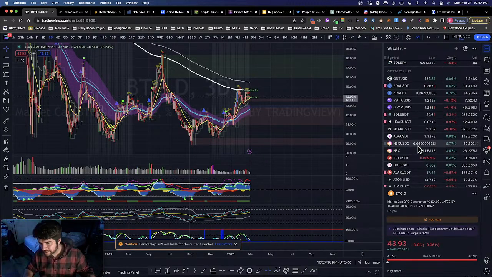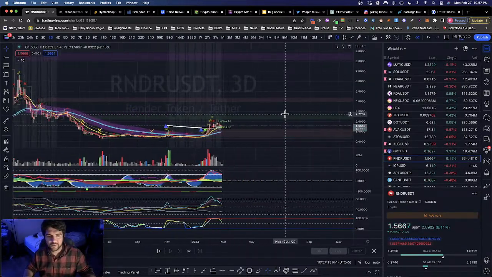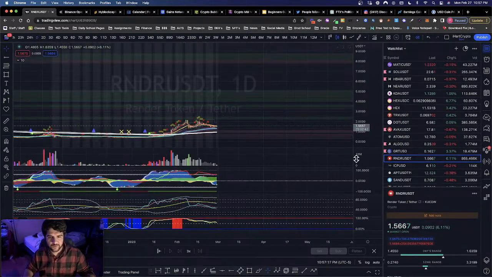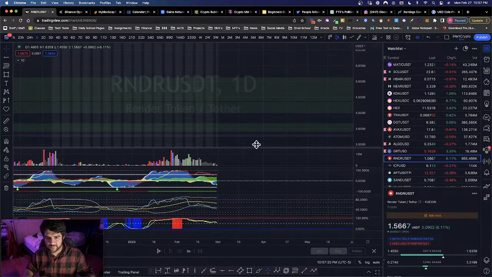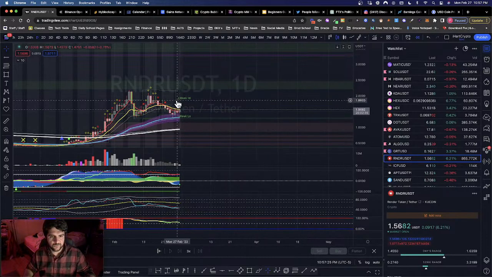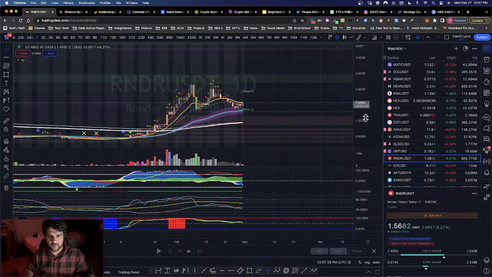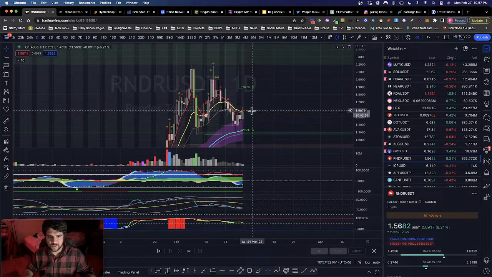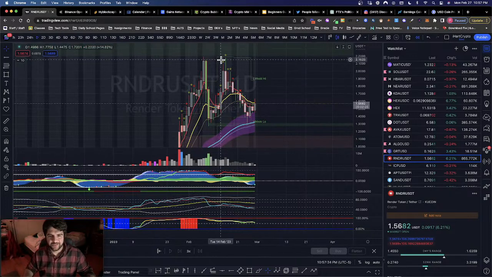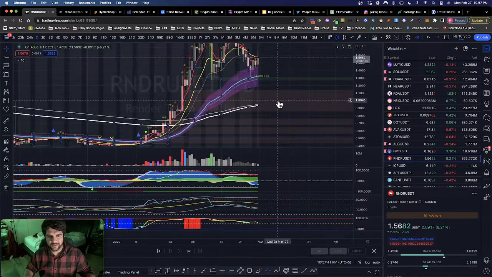What's going on with the altcoins today? Render. What the hell? You getting a squeeze on Render? Look at this. Oh, you got a daily green candle on Render. Interesting. Look at that, right off your 50 EMA. But you got rejected off your 13 EMA. Down, retrace, back down here. Take this.